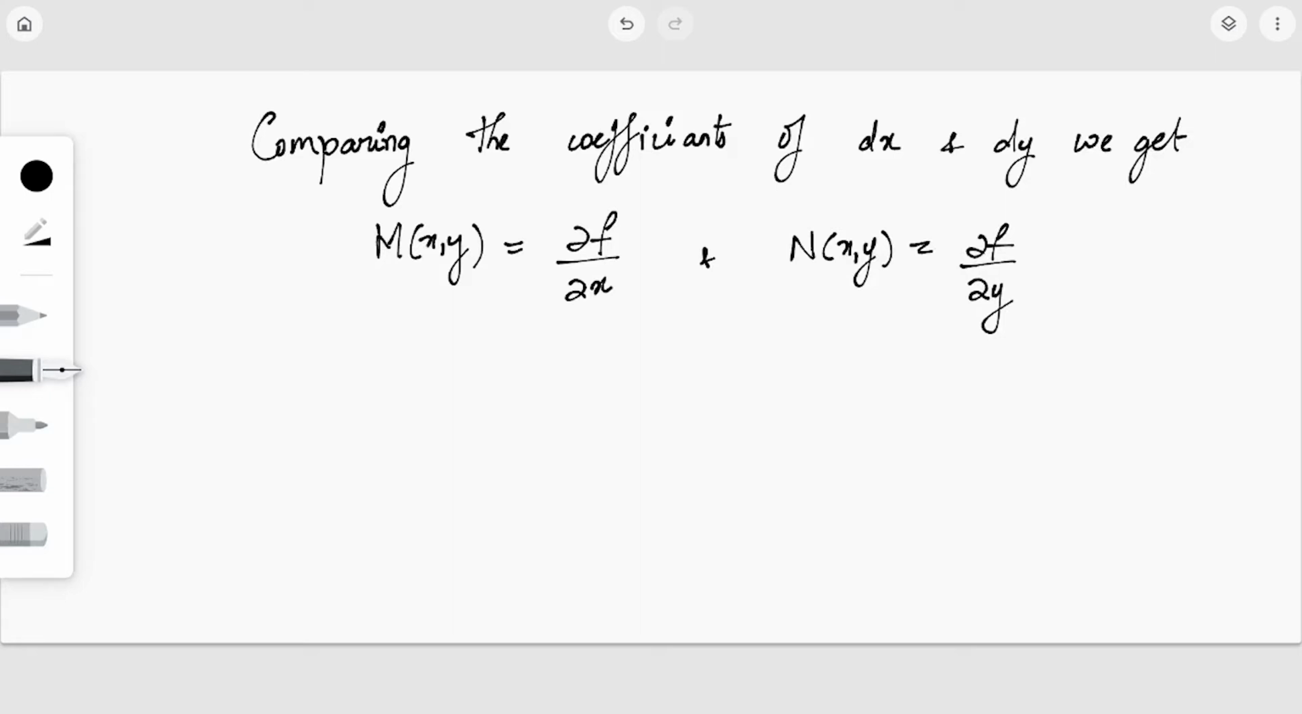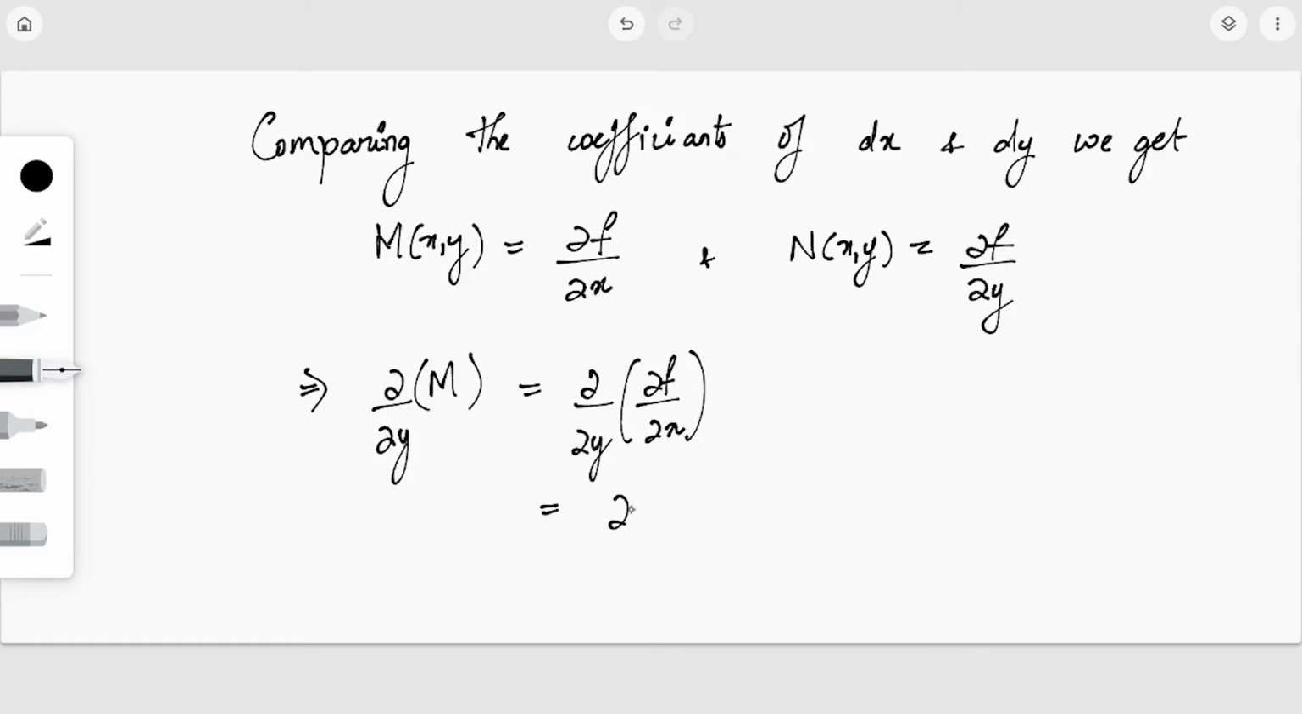Now let me take ∂/∂y of M. This is nothing but ∂/∂y of ∂f/∂x, that is ∂²f/∂y∂x.